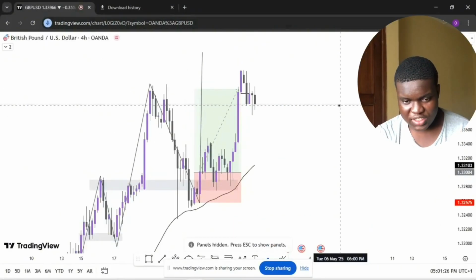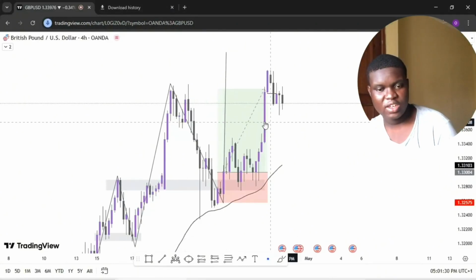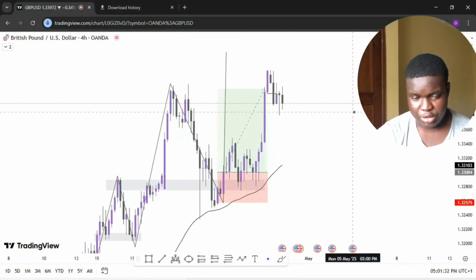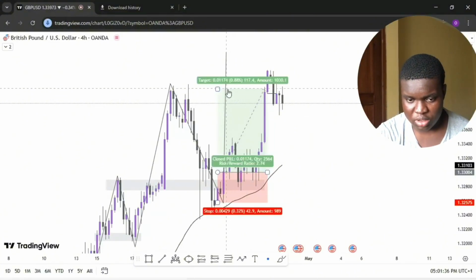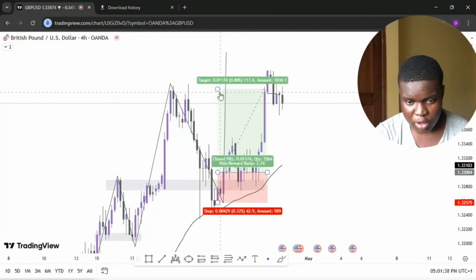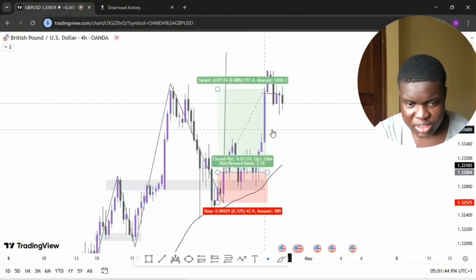So guys, as you can see, we finally hit TP on GBPUSD. I closed this position exactly where my buy and sell tool is. Ended up holding the trade for a 1 to 2.74, which is basically a 1 to 2.7. And this was a 170 pip trade.